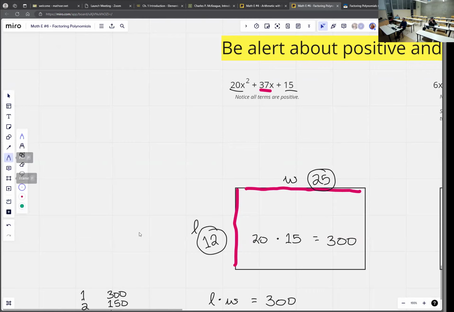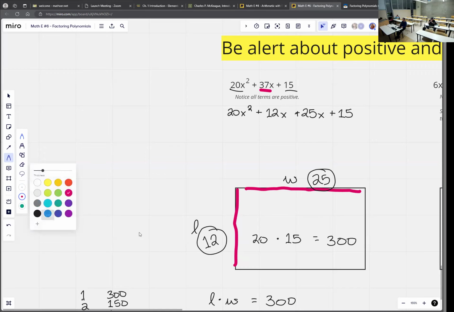But that's okay. So I'm going to break this apart using those two numbers, the 12 and the 25. At this point, I can kind of turn my brain off. The rest is on autopilot because I know this process and it always works. What's the biggest thing that's in common with the 20x squared and the 12x? What's the biggest amount of the plain number for 20 and 12?